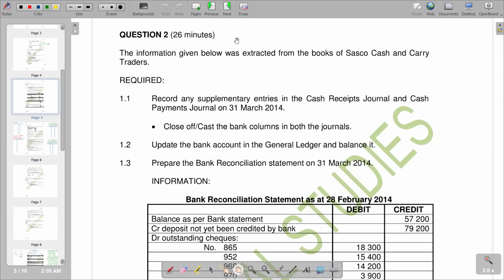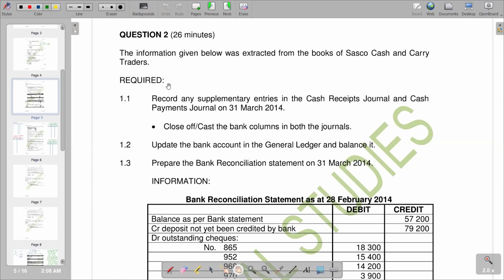In this video, I want to look at the preparation of supplemental entries in the cash receipts journal and cash payment journal. And also, we are going to look at the preparation of the bank reconciliation statement. We are going to start by looking at 1.1.